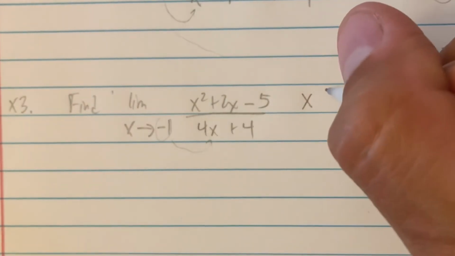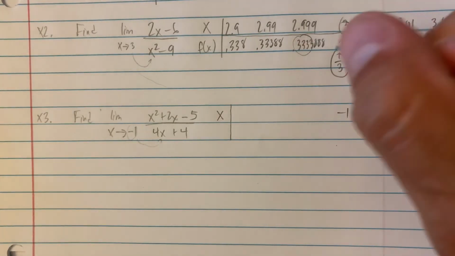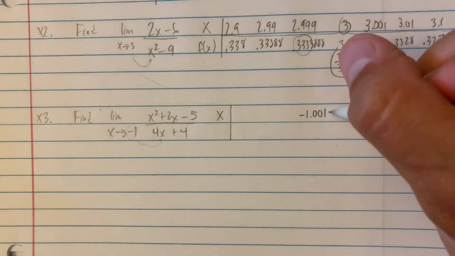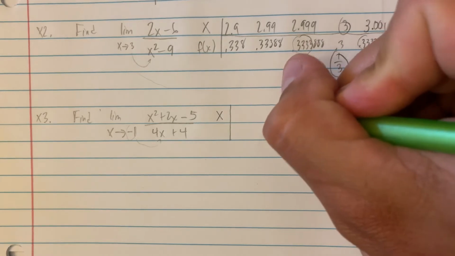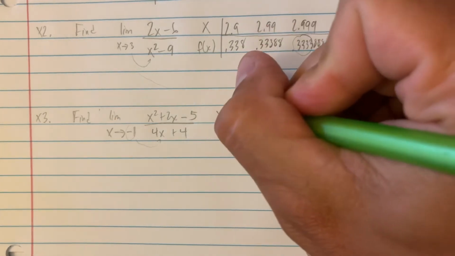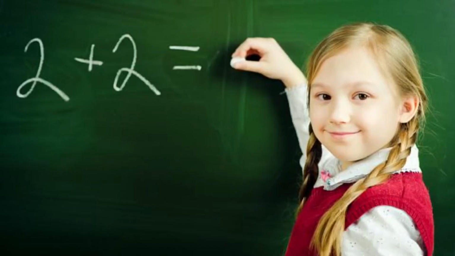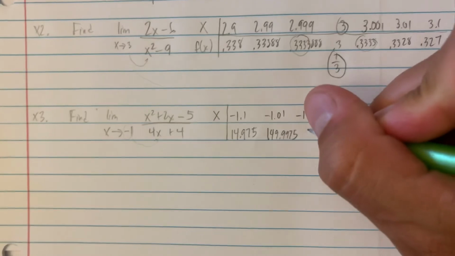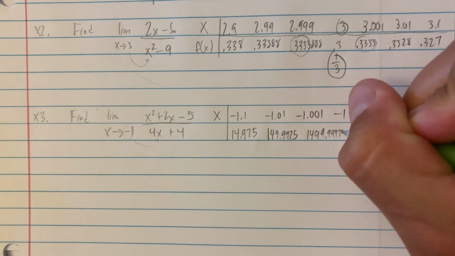So I have to choose some numbers that are very close to -1. Now let's think, if I'm coming in from the negative side, I want to do -1.001, because these numbers are less than -1, on the left, and then -1.01, and then -1.1. So use the calculator to evaluate these numbers. -1.001 will be 1,499.99975.